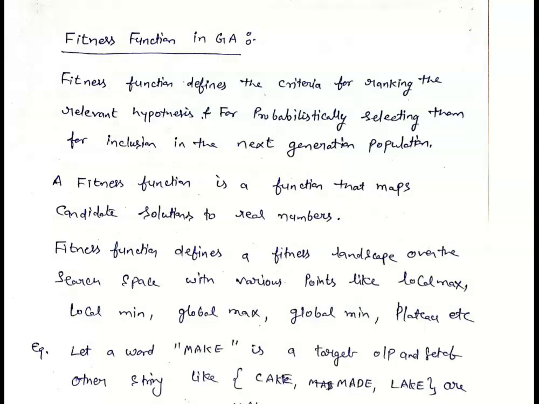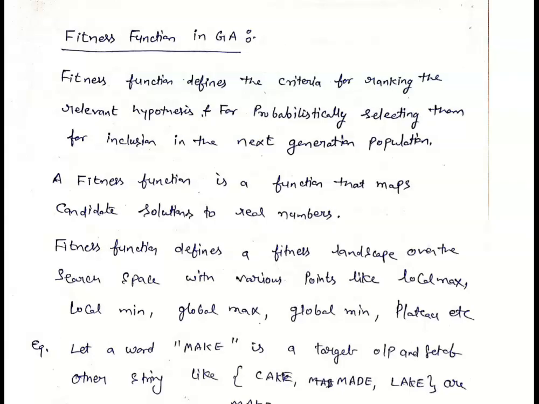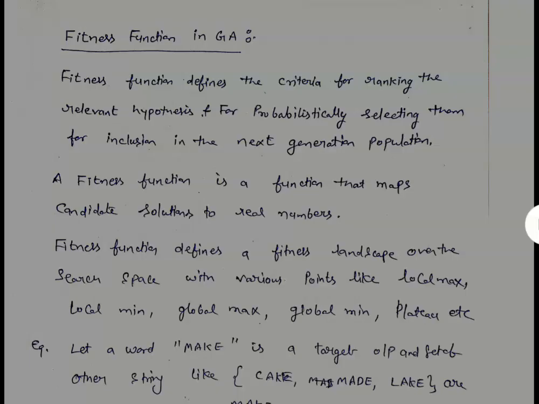So, fitness function defines the criteria for ranking the relevant hypothesis and for probabilistically selecting them for inclusion in the next generation population. So goodness for each individual depends on its fitness score. Higher the fitness score, more fit the individual is to survive for a longer time. So we use fitness function.